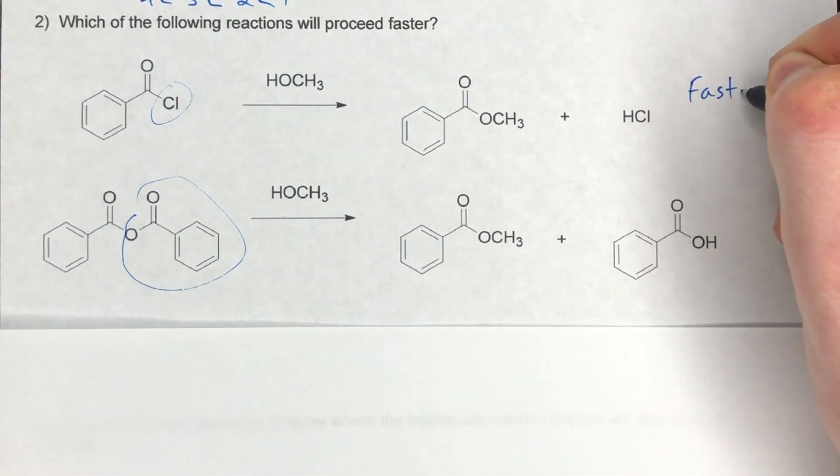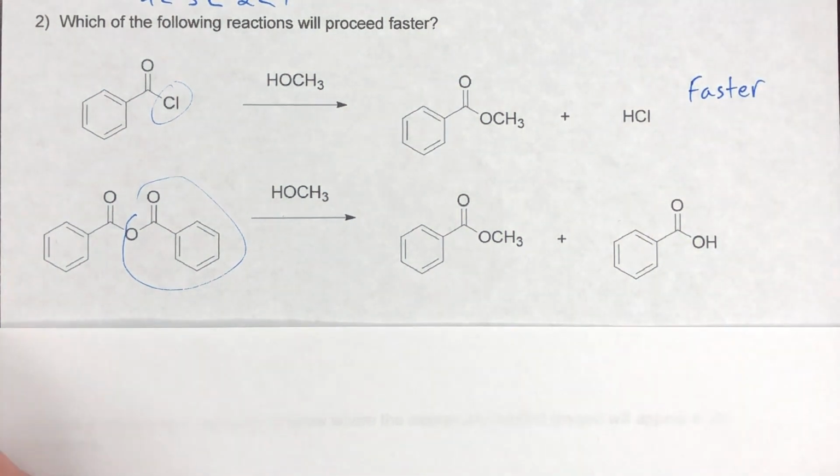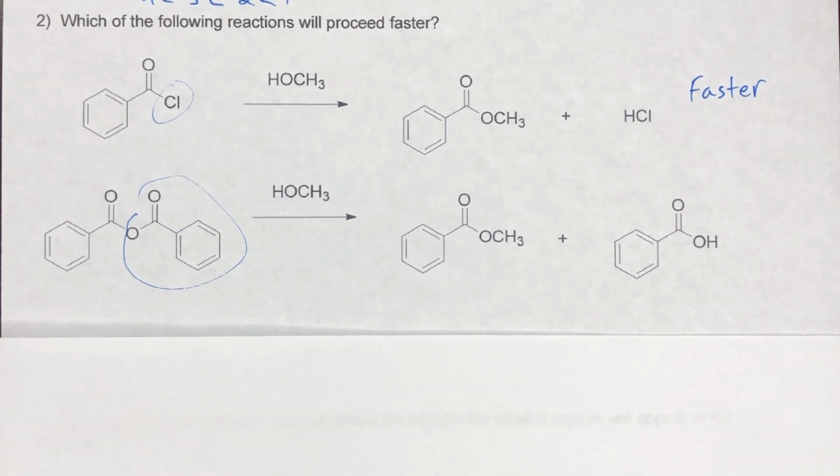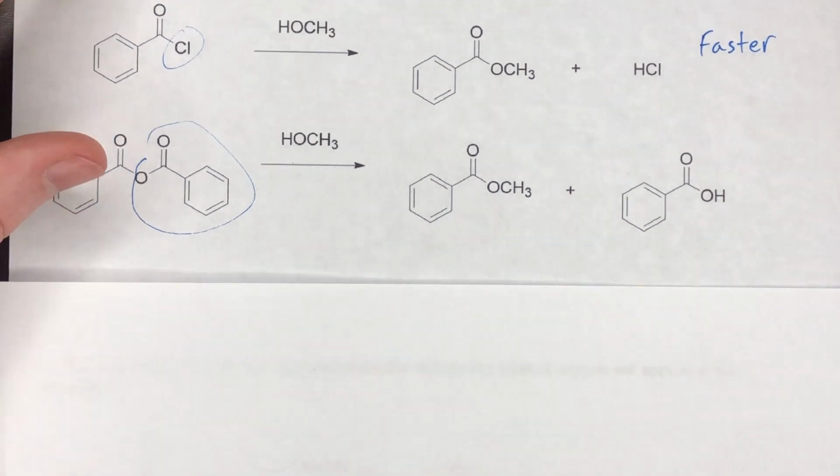Again, it's just a leaving group assessment here. We would have to consider the resonance more if we were comparing two anhydrides to each other. Then the resonance would be a more significant factor to consider here, but we're just focusing on the leaving group, hence why it is the acyl halide that is more reactive and reacts faster here.